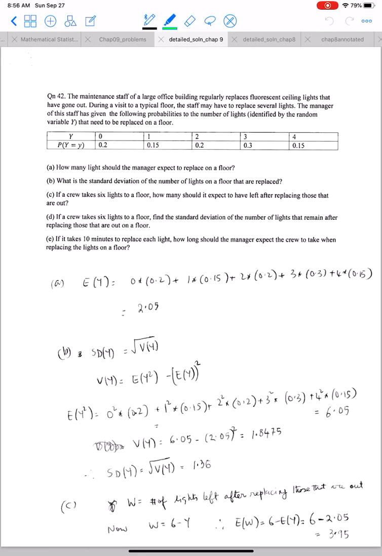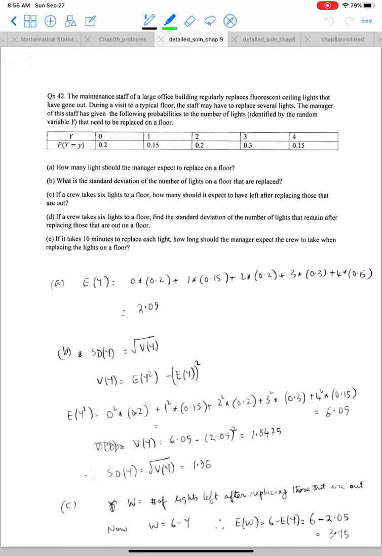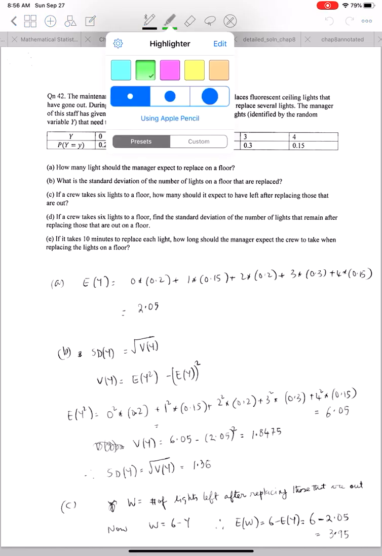Question 42. The maintenance staff at a large office regularly replaces fluorescent ceiling lights that have gone out. So here is the distribution of the random variable, which is the number of lights that need to be replaced. Once again, this is exactly the same as the reams of paper, which was question number 41. What is the expected number of lights to be replaced?